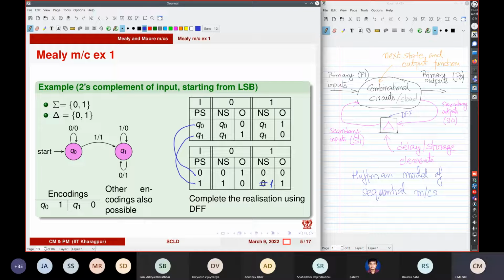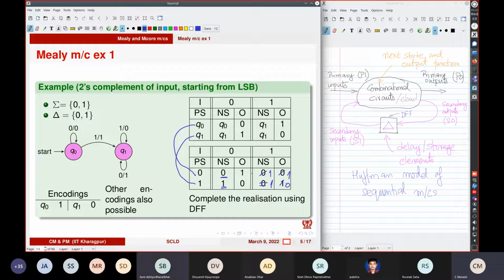What have I done? Let me just check. If the present state is Q0, the next state is Q0, that's all right. Oh, I think I made a mistake here. This needs to be corrected. Sorry, this should be 1, this should be 0. Both should be 1. I think I've mixed up. Sorry, I'll have to correct this.